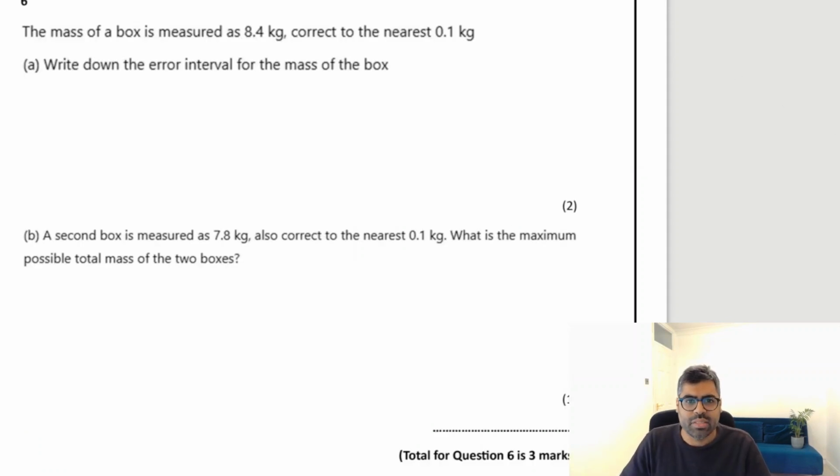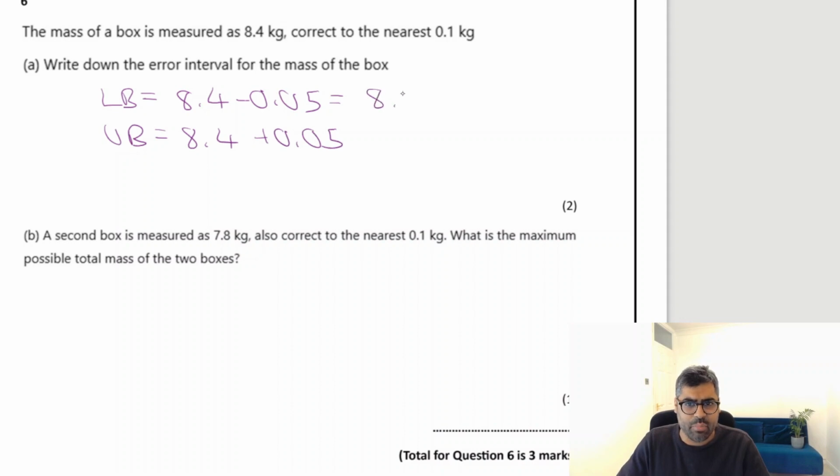The mass of the box is measured as 8.4 kilograms, correct to the nearest 0.1 kilograms. This means that the box can be 0.05 above or below the 8.4 kilograms. So to work out the lower bound, we'll do 8.4 minus 0.05, and to work out the upper bound, 8.4 plus 0.05. So for the lower bound, that gives us 8.35, and for the upper bound, that gives us 8.45.